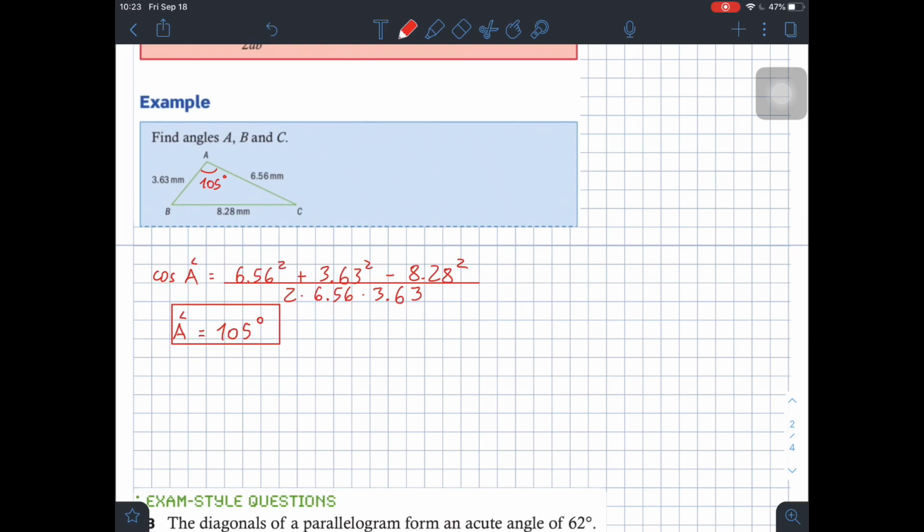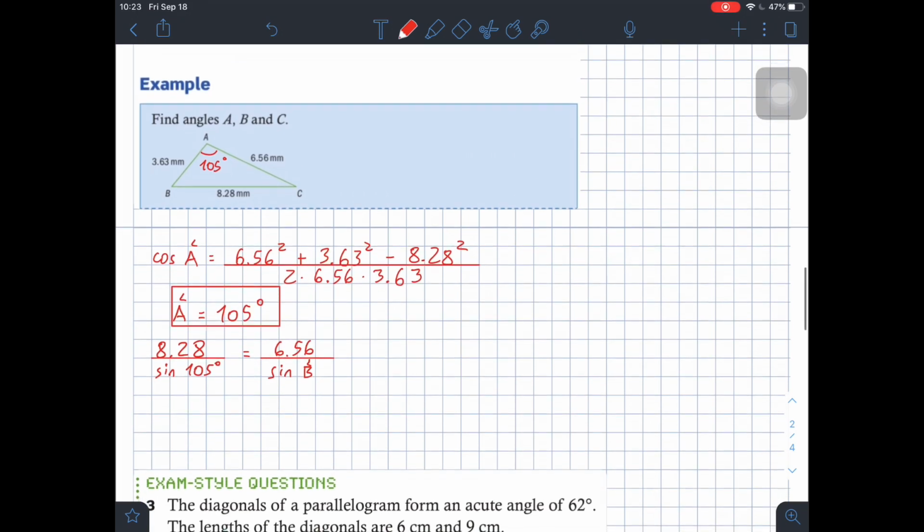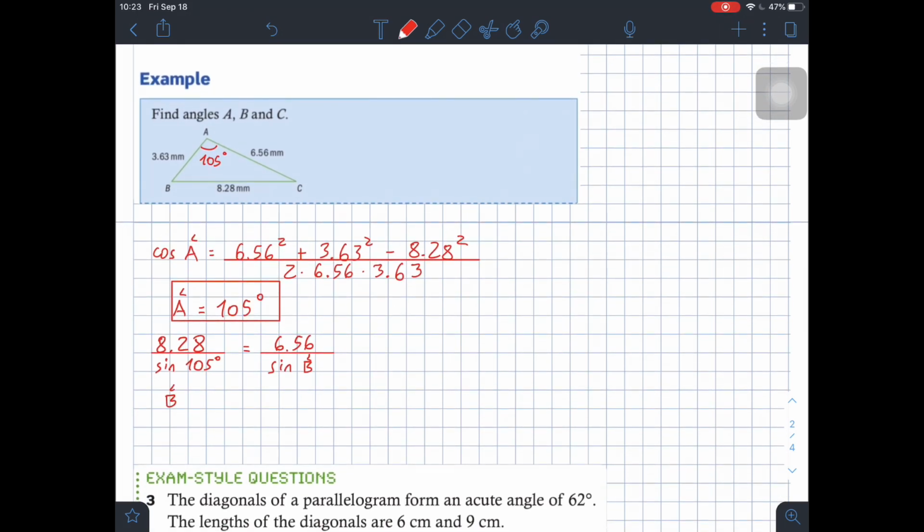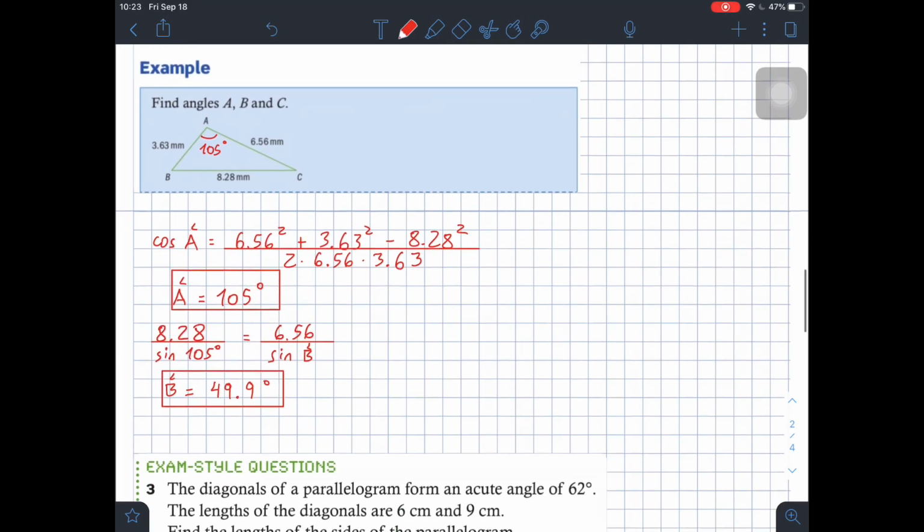If I apply sine rule for angle B, we're gonna say that for example, 8.28, which is side A, is to sine of angle A, 105 degrees, as side B, which is 6.56, is to sine of angle B, which is what I'm looking for, right? So if you solve this using your calculator, you would get an angle B, which is equal to 49.9 degrees. I'm not showing this whole process of finding the angle because I think you should already know this by now, and it's just plugging in the information in the calculator. So I don't want to waste too much time with that.